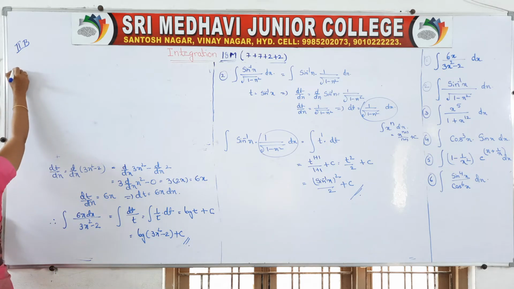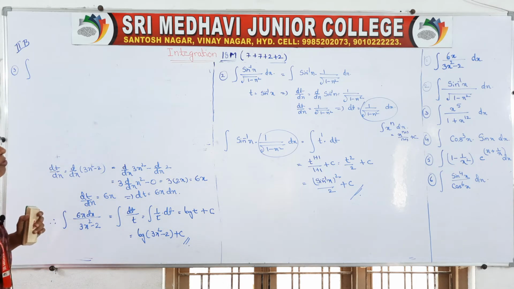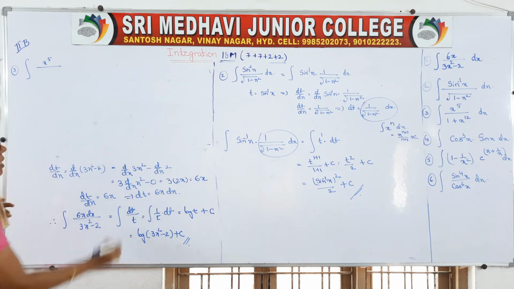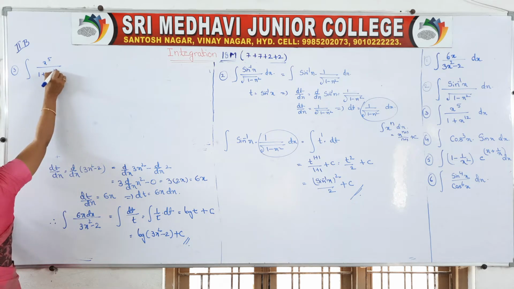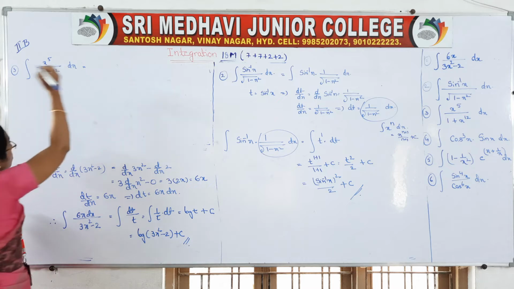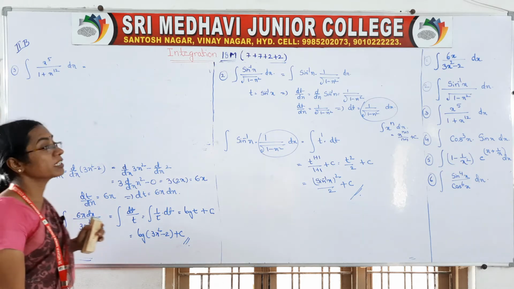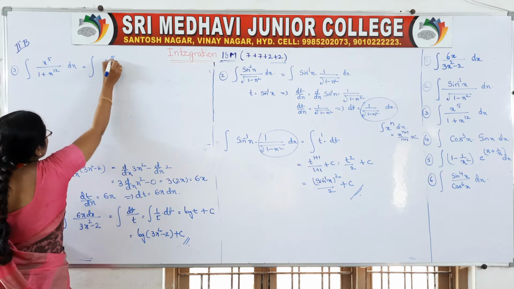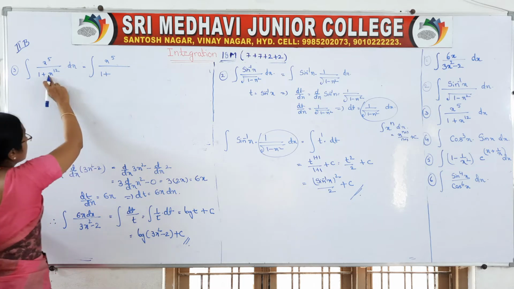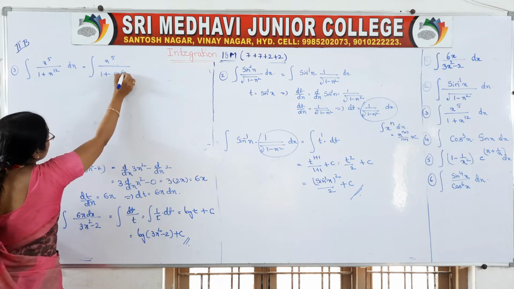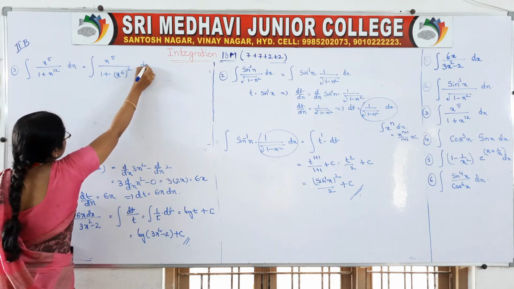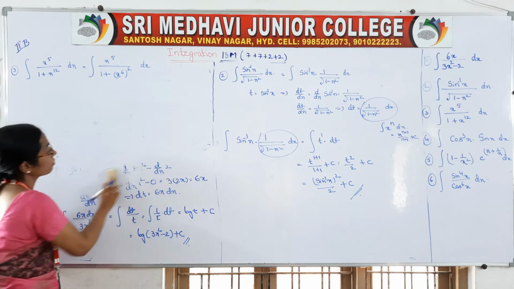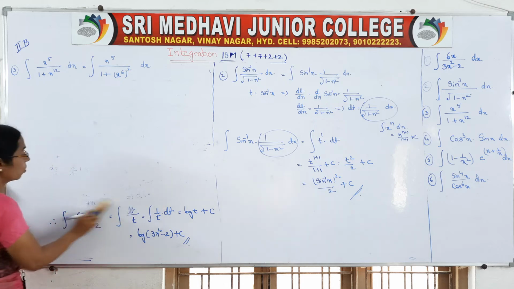Come to the third question. Find the integral of x to the power of 5 by 1 plus x to the power of 12 dx. So observe how we can convert this problem into substitution method. Can we write this as x to the power of 5 by 1 plus x to the power of 6 whole square? Yes, definitely we can write x to the power of 12 as x to the power of 6 whole square.